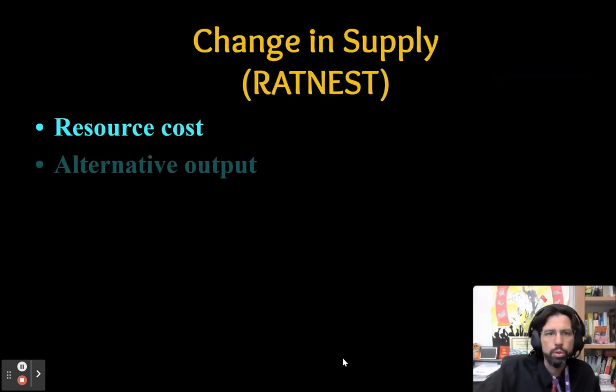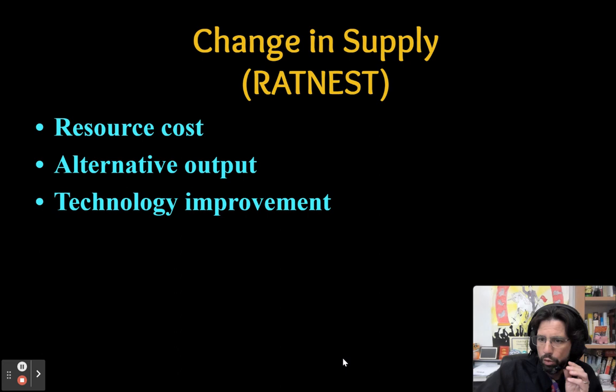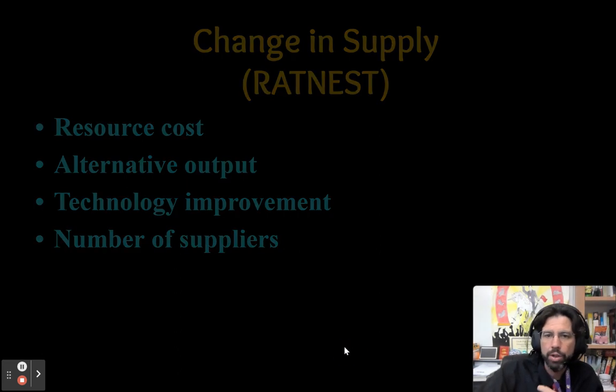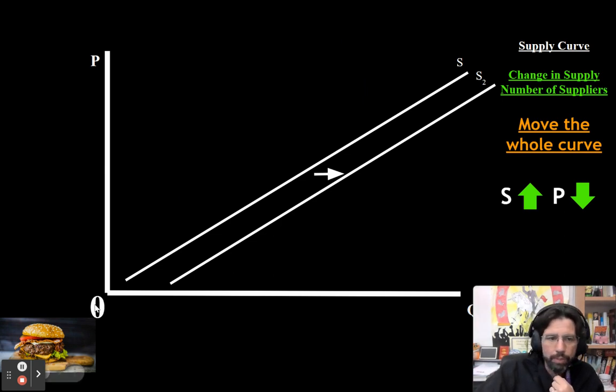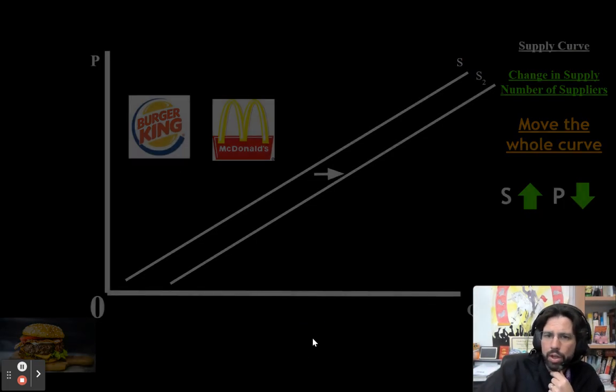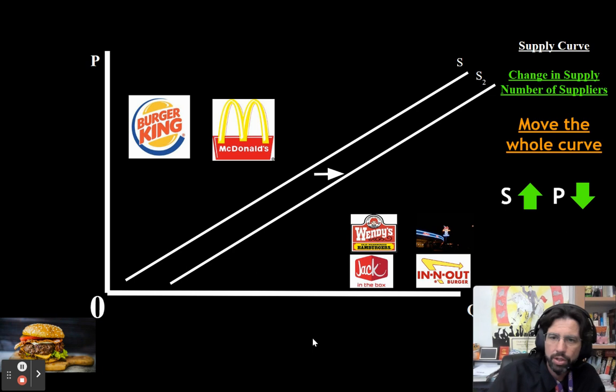So we did resource cost, alternative output, and technological improvement in the last section. Now what we're going to do is number of suppliers. Very easy. The market is hamburgers in Ukiah. Ukiah at first has a Burger King and a McDonald's. Then all of a sudden, Wendy's, Jack in the Box, Bebops, and In and Out open up. What happens? Well, there's an increase in the supply of hamburgers. Prices start to fall. That should make perfect sense. More hamburgers, supply goes up, prices drop.